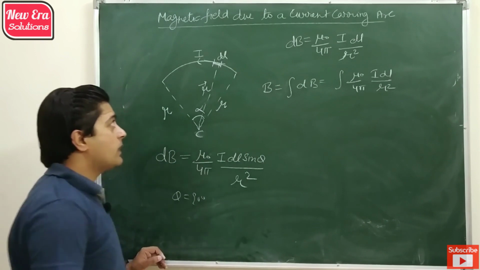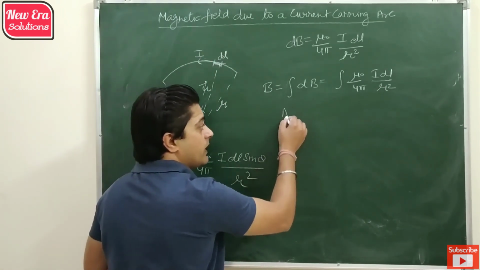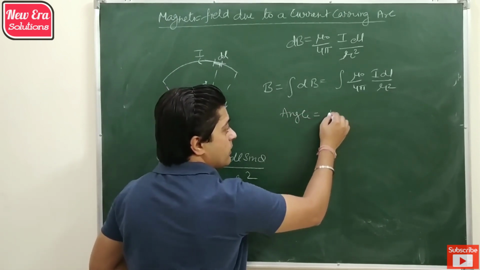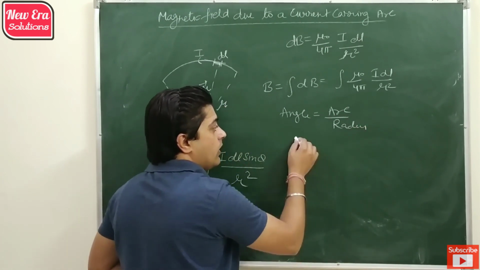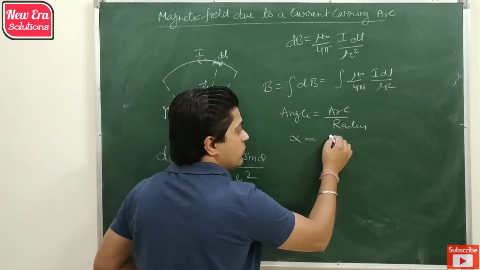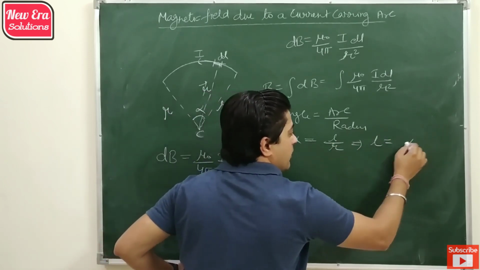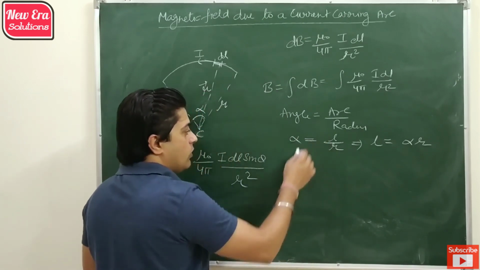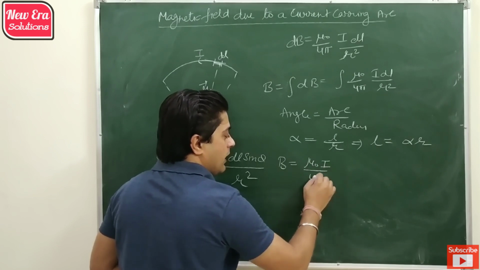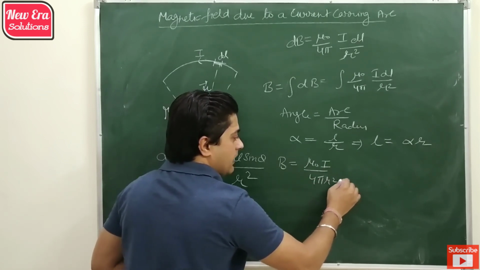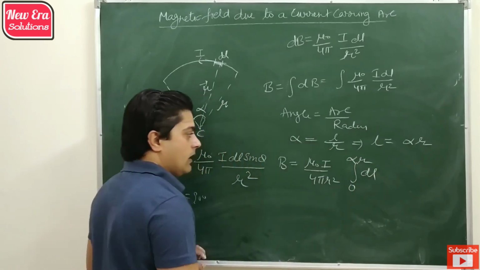So to cover the complete length, we have to find the length of the arc, for which we can use the formula angle is equal to arc by radius. So alpha is equal to L by r and length is equal to alpha r. So the total magnetic field can be obtained by mu naught I by 4 pi r square, integration of length from 0 to alpha r.